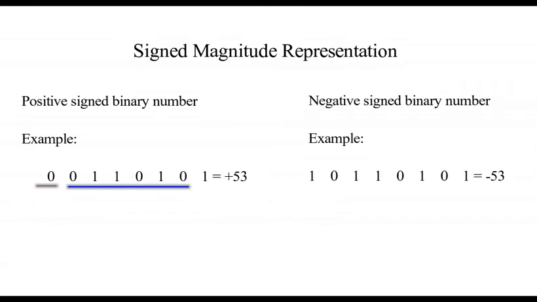Okay, next we have the negative signed binary number. So another example. This is also an 8-bit word example. So we have 1 0 1 0 1 1 0 1. So like what I've said kanina, if 1 ang MSB, ibig sabihin it's negative. So this is a negative number. And the rest, yung mga naiwan na bit, are the magnitude bits. So if we're going to calculate this one, the equivalent is negative 53. Okay, so that's for the signed magnitude.